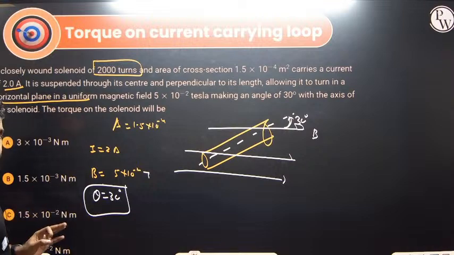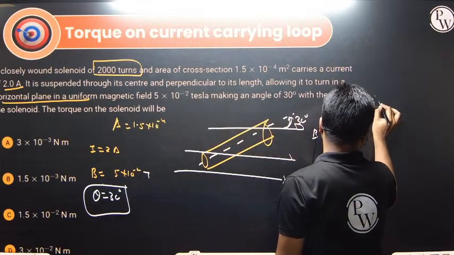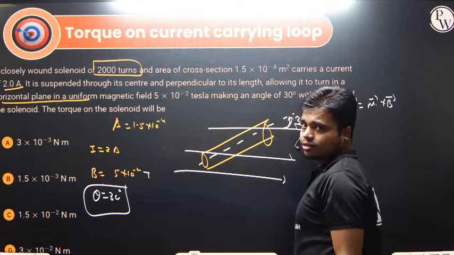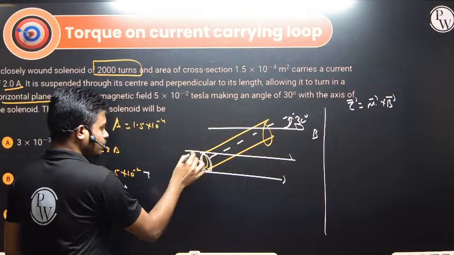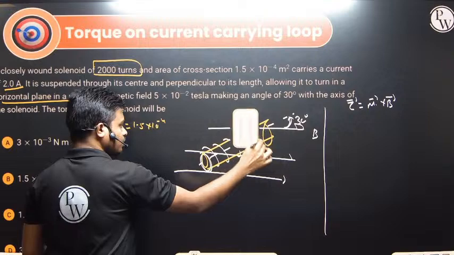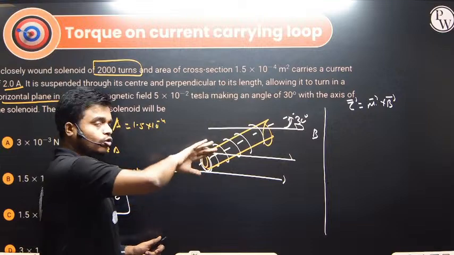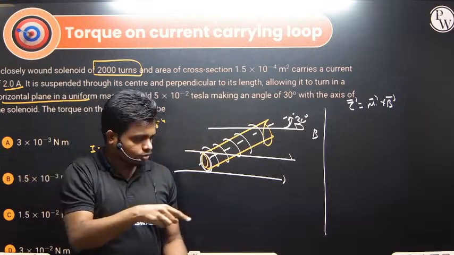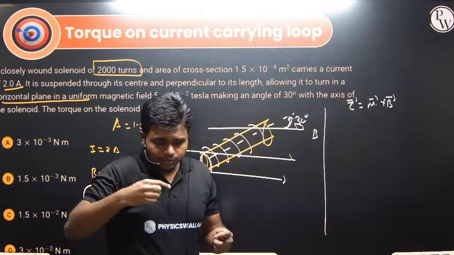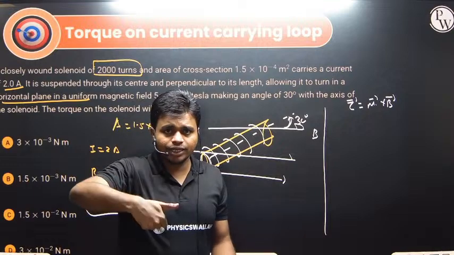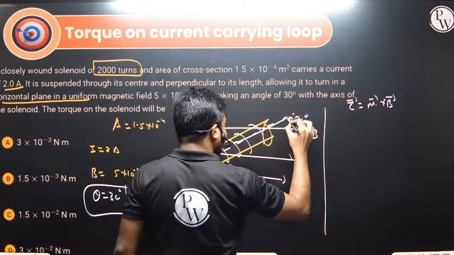The torque on the solenoid will be given by, first thing, what is torque? The torque tau is given by m cross B. What is m? Magnetic moment. And what is the direction of the magnetic moment? It is the direction of the current. Rotate your fingers in the direction of the current. The coil is going like this, current is going like this. This will give the direction of the magnetic moment. So the magnetic moment is along the axis.